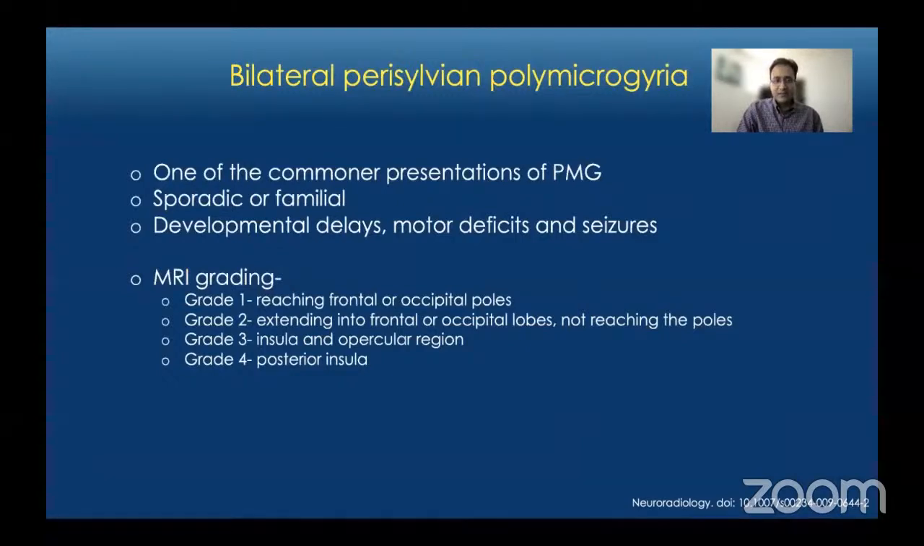There is an MR grading system for perisylvian polymicrogyria. Grade 1 is the most severe, where you have involvement of perisylvian region as well as frontal or occipital lobes, and the abnormality reaches all the way up to the frontal or occipital poles. Grade 2 is where the polymicrogyria extends into the frontal or occipital lobe but does not reach the poles. Grade 3 is purely insular and opercular region involvement, like we saw in our case. And grade 4 is the least severe form, where you have involvement only of the posterior insula bilaterally.